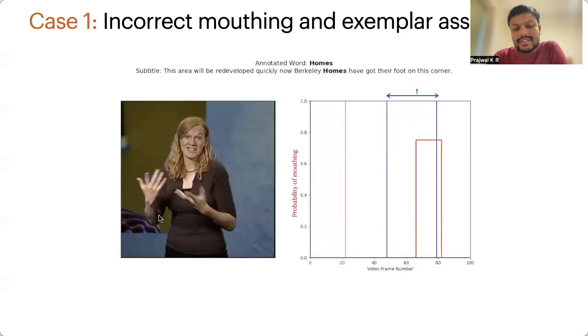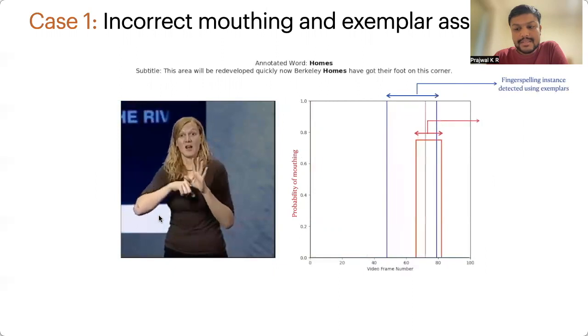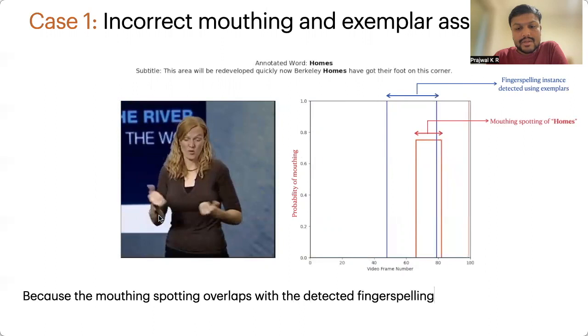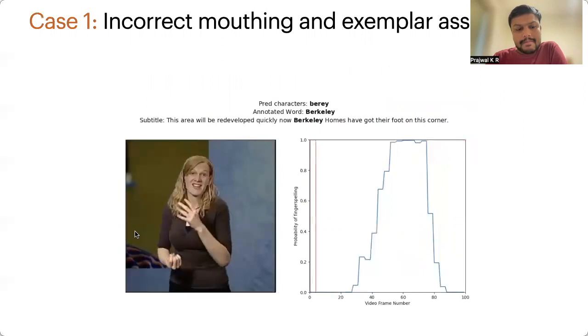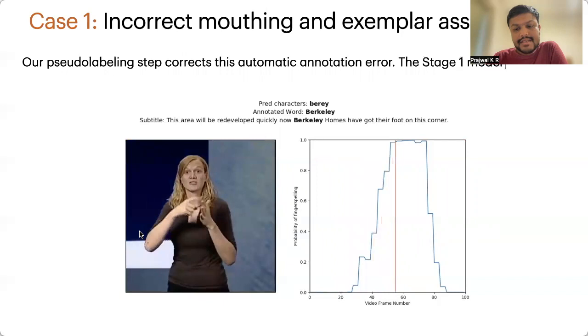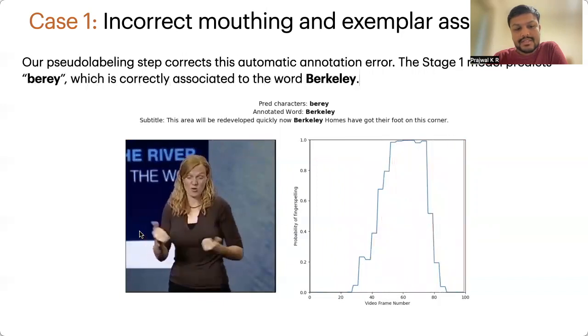If you recall, we mentioned that we use mouthing cues to associate finger spelling detections with words from the subtitle. But what if two nouns are mouthed very close in time and only one of them is fingerspelled? Here, because the word Holmes overlaps with the fingerspelling detection of Berkeley, we get a wrong label. But a model, after training on the initial set of annotations, predicts the characters BERUY. Using a modified version of the edit distance, we associate this word to the word Berkeley.